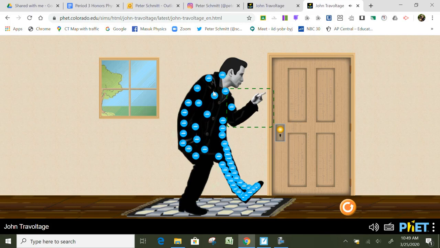electrons. He has extra charge. So each electron has a charge to it. He has like 50 in there. So he's building up a lot of charge. He can ground or get rid of these excess electrons by touching something that's grounded.